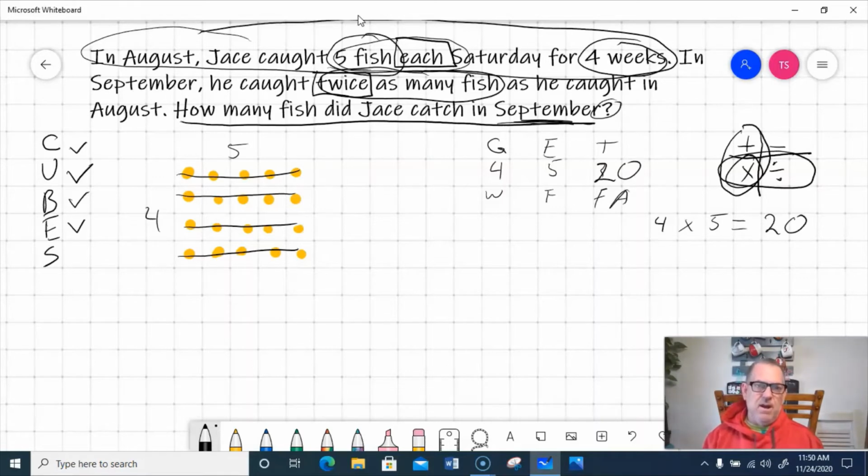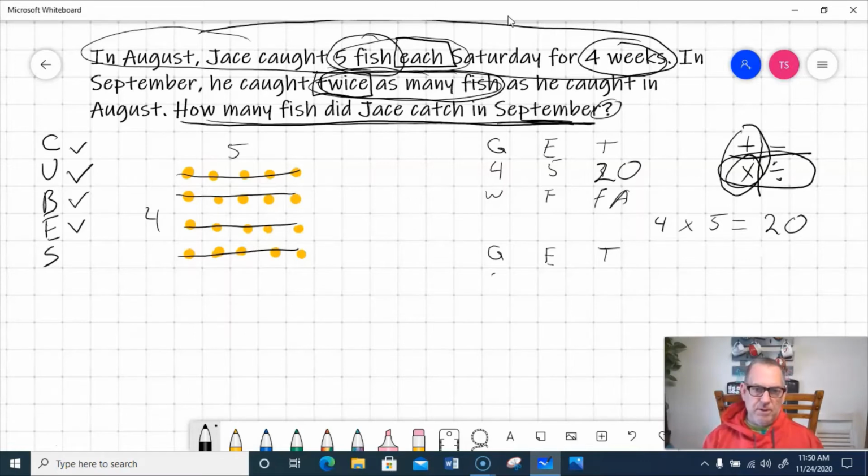Okay, but that does not answer my question of how many fish he caught in September, does it? So I'm going to have to look at the information right there, and it says he caught twice as many fish as in August. So I'm going to look at that real quick. I got my groups right here, got my each, and I got my total. It says he caught twice as many fish in August, so I think that's going to be my groups.